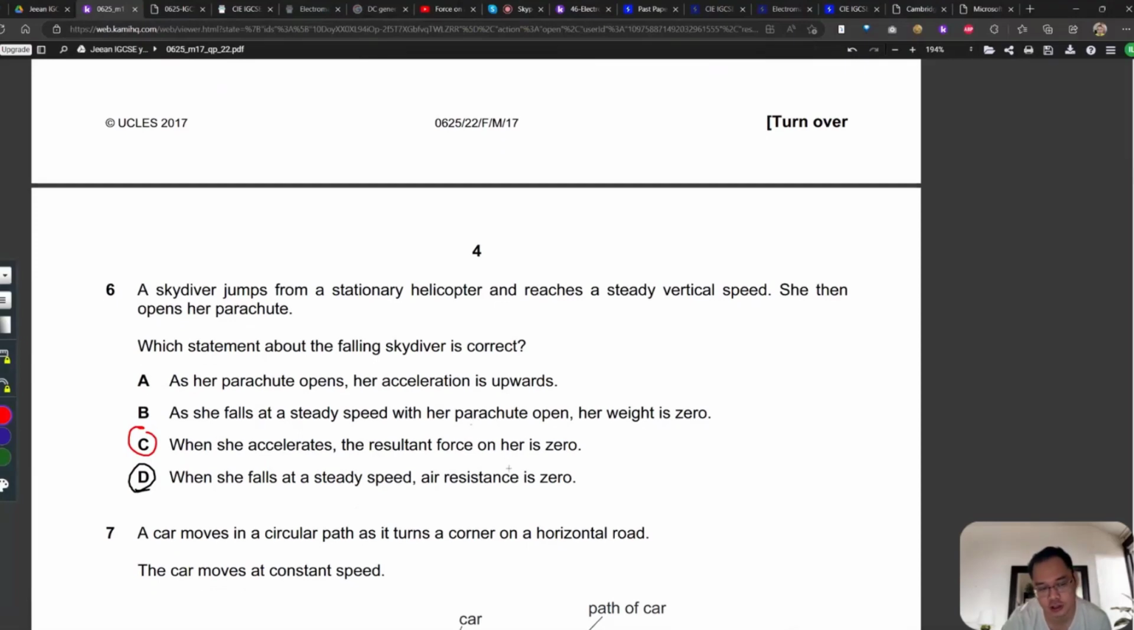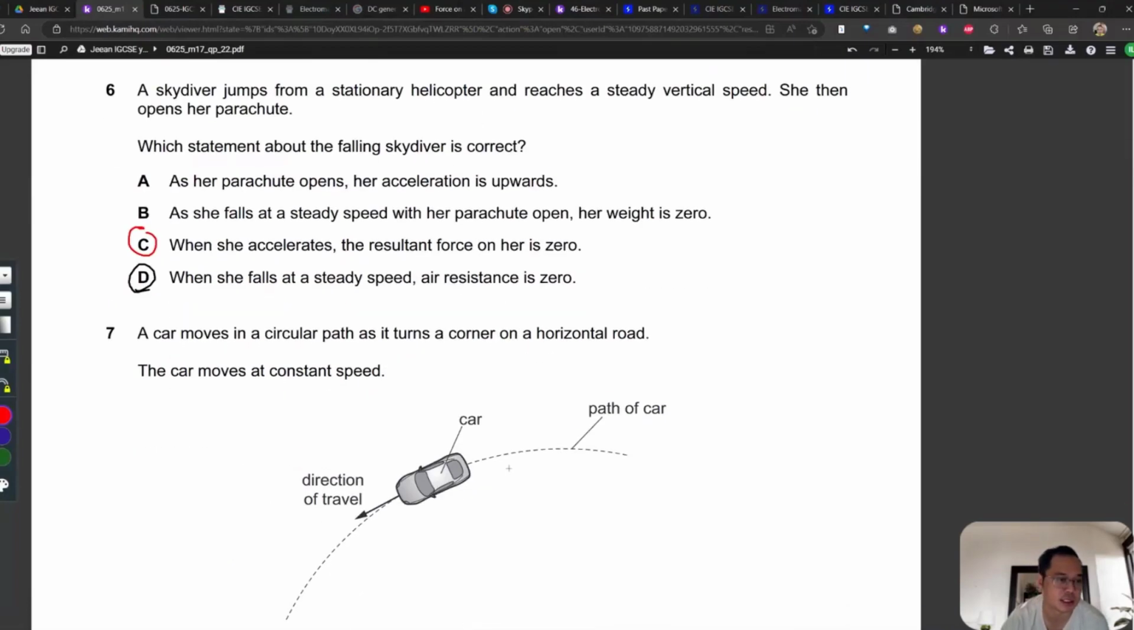Mechanics, general physics. Question 6. A skydiver jumps from a stationary helicopter and reaches a steady vertical speed. It is the terminal speed. Then she opens her parachute. This statement about the falling skydiver is correct. You chose D: when she falls at steady speed, air resistance is 0. No. The air resistance is always different from 0 and increases with the speed she falls.